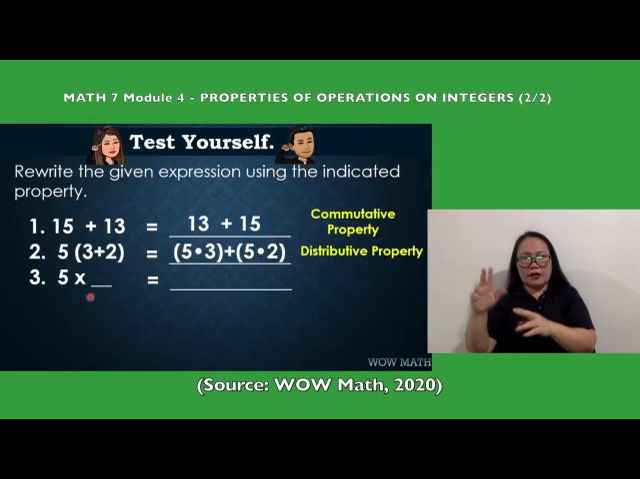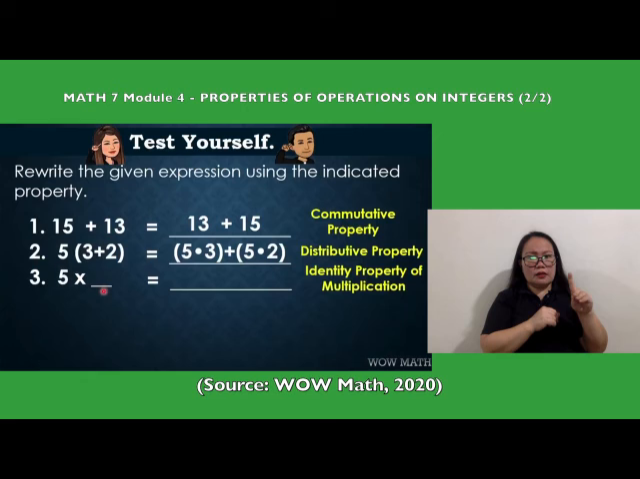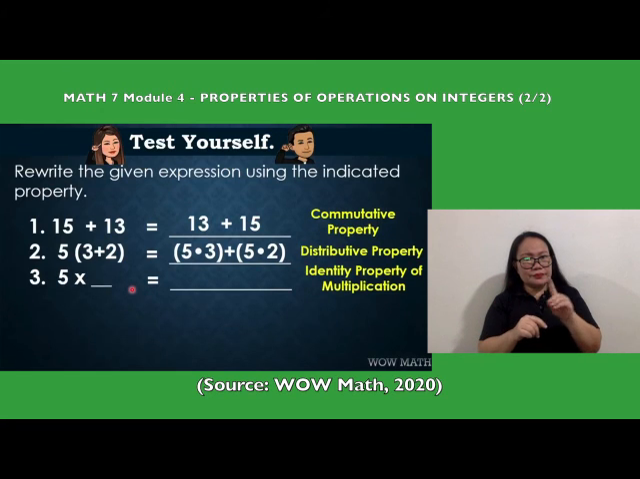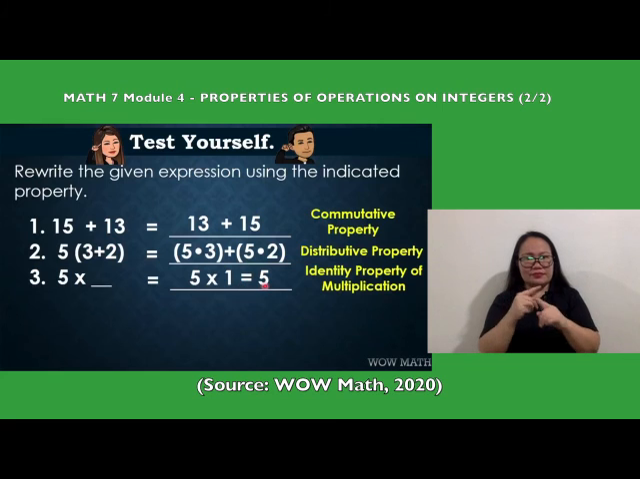Another. So, I have 5 times blank. So, ano kaya ito kung gagawin natin siyang identity property of multiplication? So, kung identity, dapat alam natin ano ang identity element ng multiplication. Yes, that is correct. 1. So, therefore, we will have 5 times 1 is equal to 5. So, identity, kasi kung any number, the resulting product is the number itself.